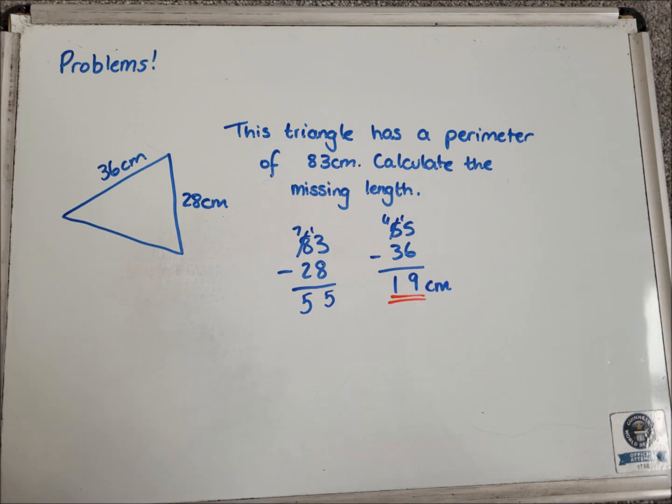That's one strategy for working it out: starting with the total, taking away one length, taking away the other length from the answer, and what you're left with must be the answer of that missing side.